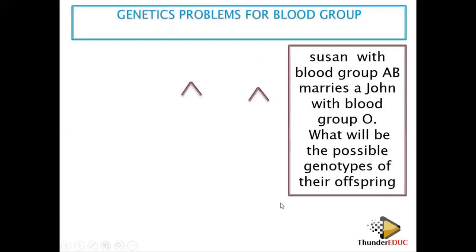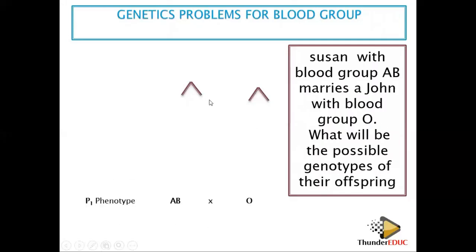So let's look at some of the problems. When you talk about problems, we look at some questions on blood groups. Susan with blood group AB marries John with blood group O. What could be the possible genotypes of their offspring? Then let's look at it.